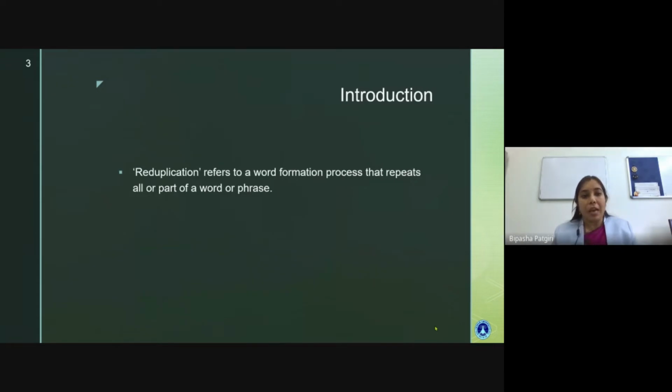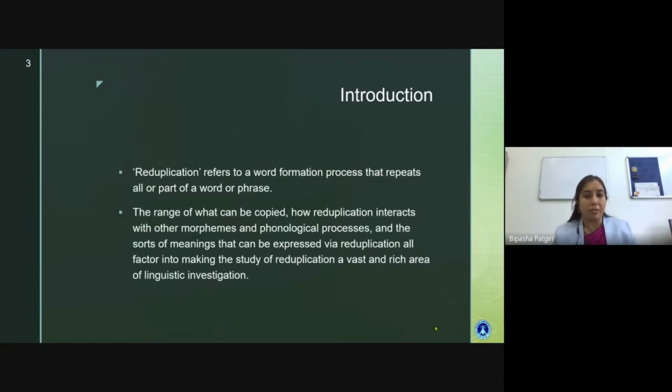As we are already aware, it is common knowledge that reduplication refers to a word formation process that repeats all or part of a word or phrase. On that basis, we have full or partial reduplication patterns in languages. The range of what can be copied, how reduplication interacts with other morphemes and phonological processes, and the sorts of meanings that can be expressed by reduplication all make the study of reduplication a very vast area in linguistic investigation, with different interface areas.